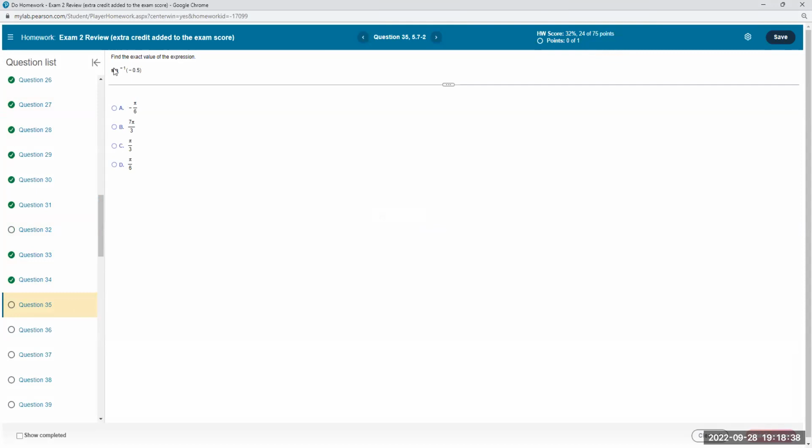Okay. Now we're looking for the sine inverse, the angle that has an output for sine of negative 1/2.